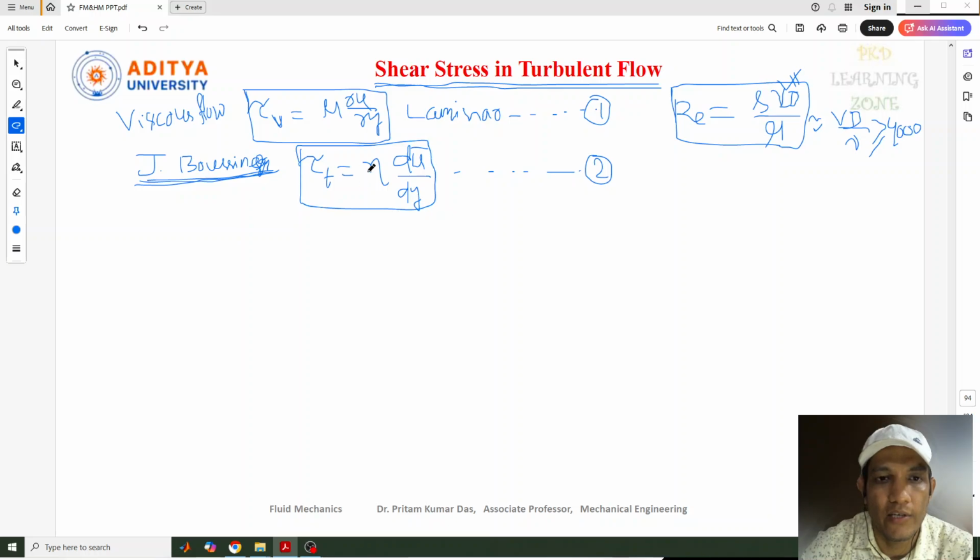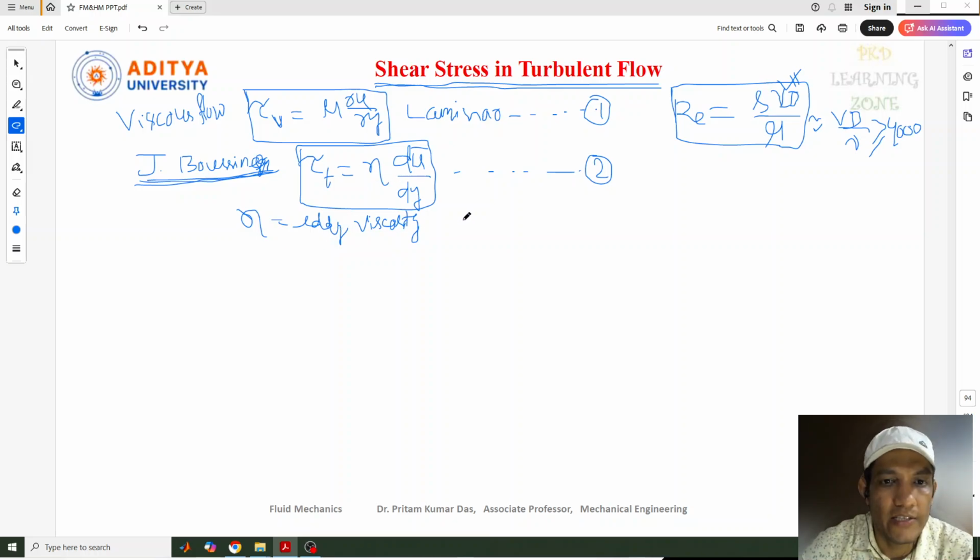Now, if you see the terms here, the eta term is there. This is tau t, the shear stress due to turbulence, whereas the earlier one is the shear stress due to viscosity. Eta is the new term here, and eta is called the eddy viscosity. Previously it was the viscosity of the liquid, and now it is eddy viscosity, because eddies are formed during turbulent flow. That's why eddy viscosity is considered here.